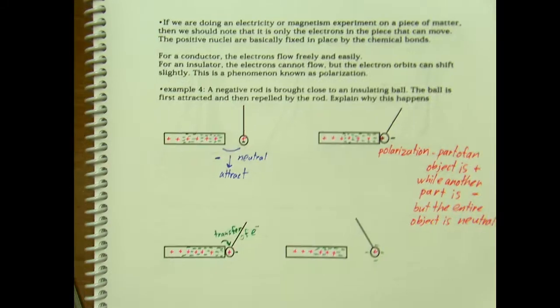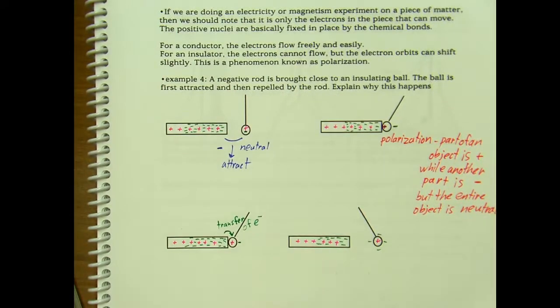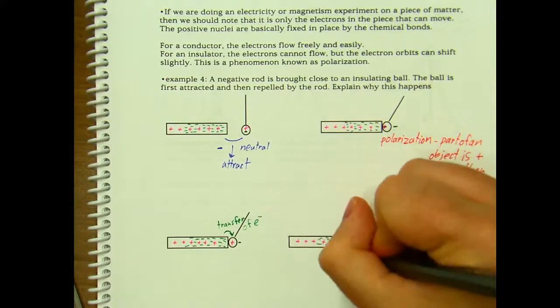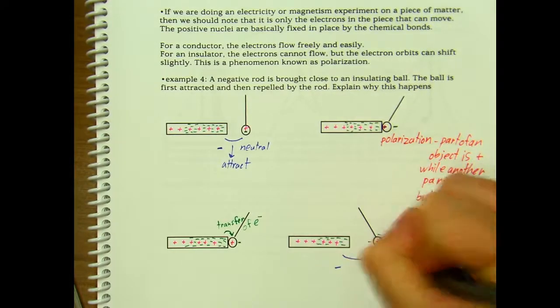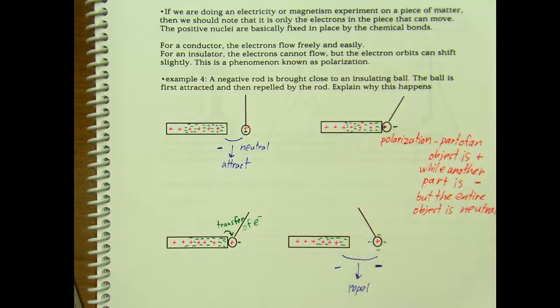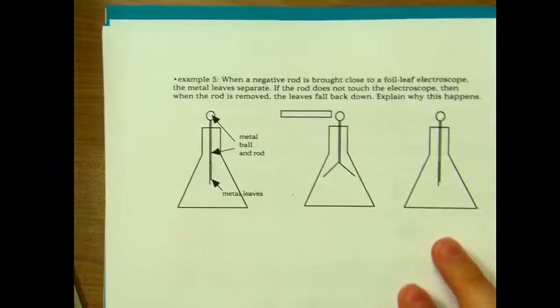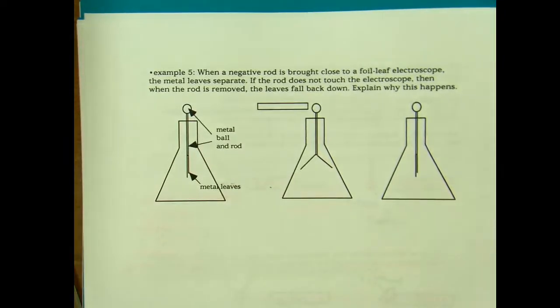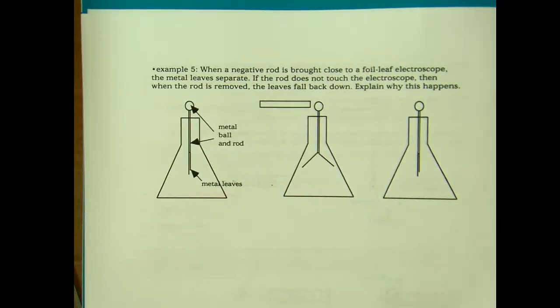And then once we get down here, we see that now that these are both negative, they repel each other. We see that phenomenon in this apparatus here. I'm going to post a video of this apparatus actually working. This is called an electroscope. Sometimes it's called a foil leaf or a gold foil electroscope or a gold leaf electroscope. There's a bunch of different names for it. They all mean basically the same thing.